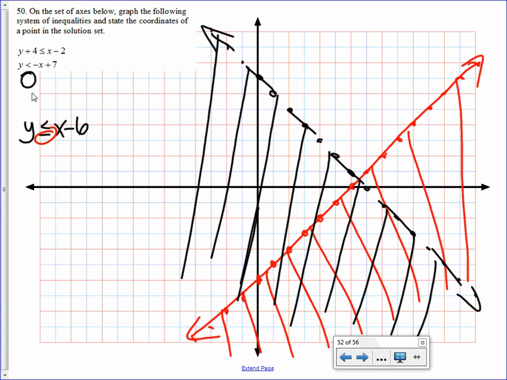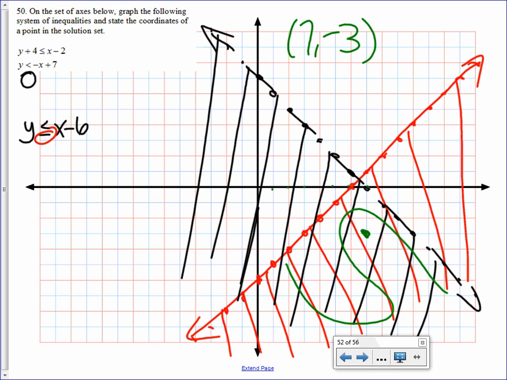Now my S is the region where they're both shaded. I see both red and black here. My S should not touch the actual lines. It says to state according to a point in the solution set. Any point in here, I choose that one that is positive 7, negative 3.